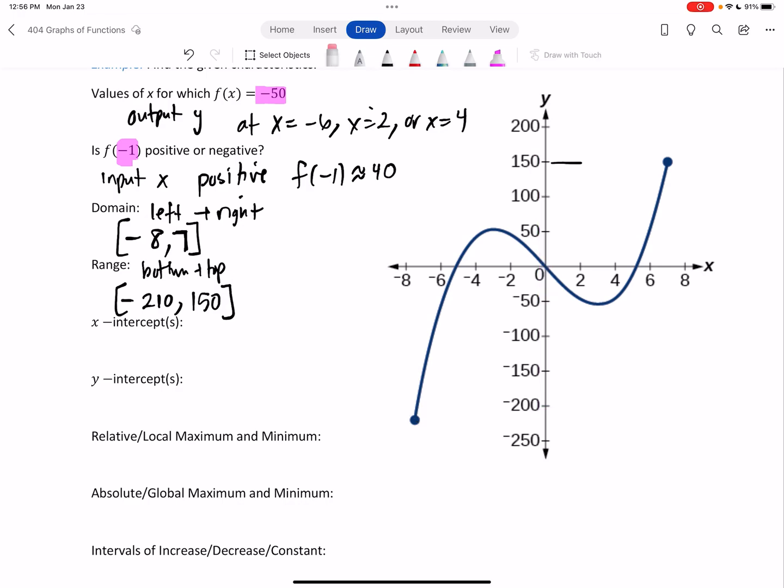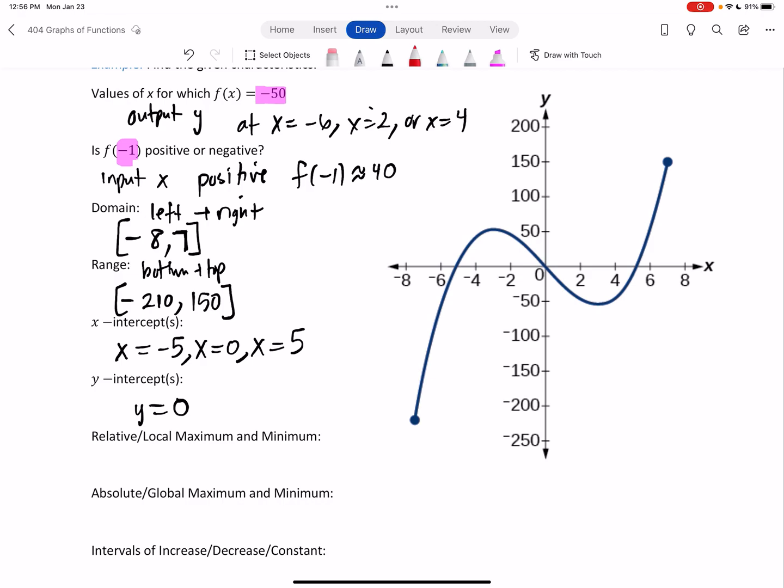Okay. X-intercepts. X-intercepts were places where the graph touches or crosses the x-axis. So I see this graph crossing the x-axis at 3 different places. I would say x equals negative 5, x equals 0, and x equals 5. Y-intercepts, that's where it touches or crosses the y-axis. That happens at just one place, y equals 0.